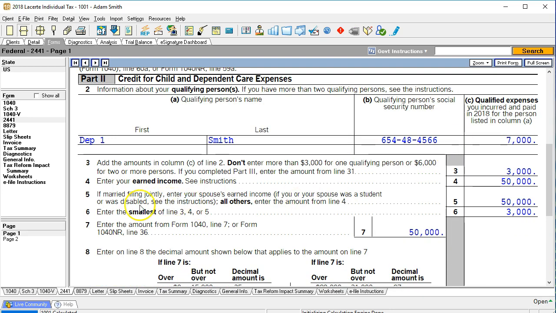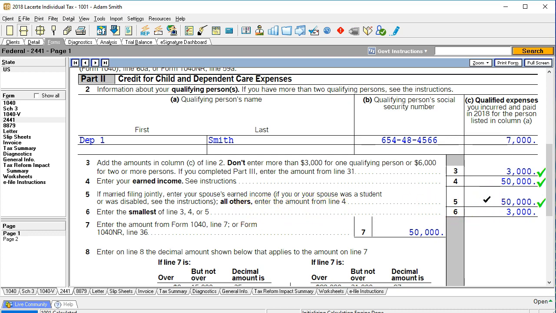So we then have the information for line 2, or Part C, qualified expenses. Then line 3 says, add the amounts in column 3 of line 2. Don't enter more than $3,000 for one qualifying person or $6,000 for two or more qualifying persons. We only have one, so there's the $3,000. Line 4 says enter your earned income. There's only one person here, so the earned income is $50,000. In other words, we're not married, so just the $50,000 number. Line 5 says if married filing jointly, enter your spouse's earned income. If you or your spouse was a student or was disabled, see instructions. All others, enter the amount on line 4.